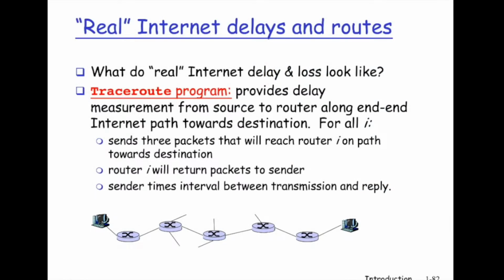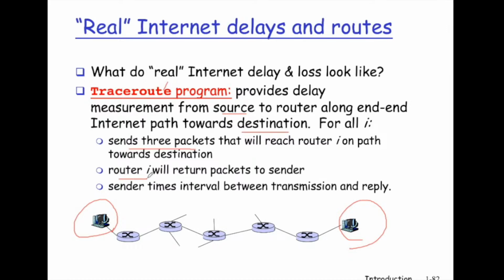So that was the theory part of the packet delay. One can also find out what is the real internet packet delay by trying out this program, traceroute. What it does is to measure delay from a source one hop at a time all the way to a destination. So this is what I'm drawing here, source to destination, and it's sending 3 packets one at a time to reach each of the routers along the way.